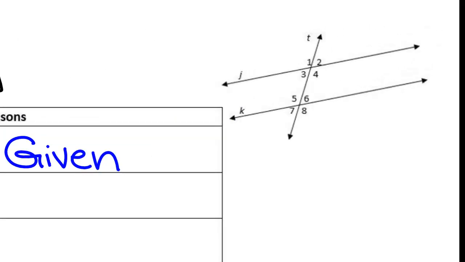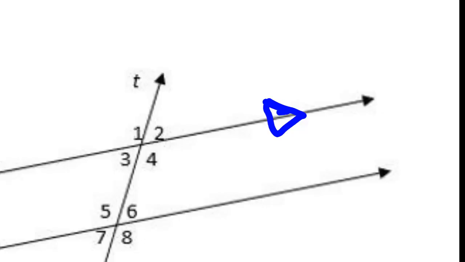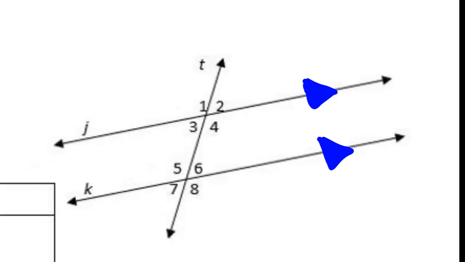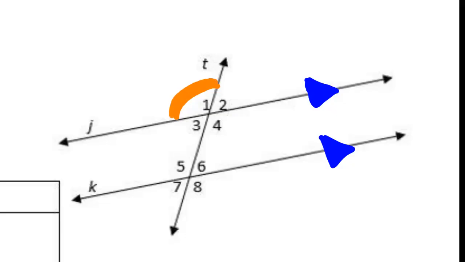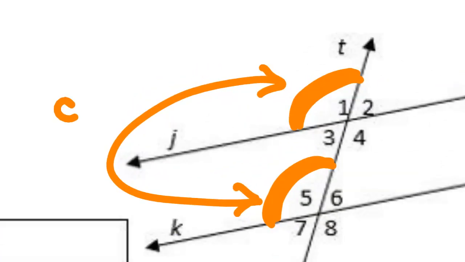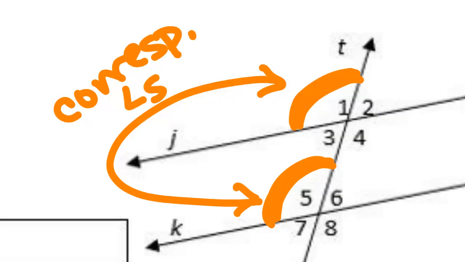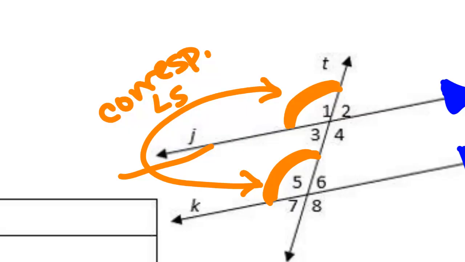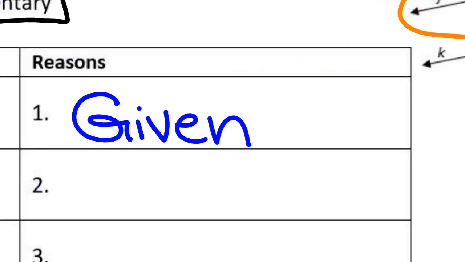So I know line J and K are parallel. I'm going to come up here and mark that on the picture. Put my little arrows on those lines, meaning parallel. They gave me my second statement. My second statement is that angle 1 is congruent to angle 5. Well, here's angle 1, and here's angle 5. What kind of angles are those? Corresponding. They're in matching corners. These are corresponding angles. So we're going to say that they are congruent by the corresponding angles theorem.